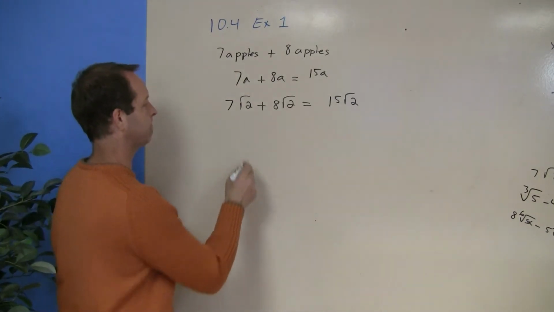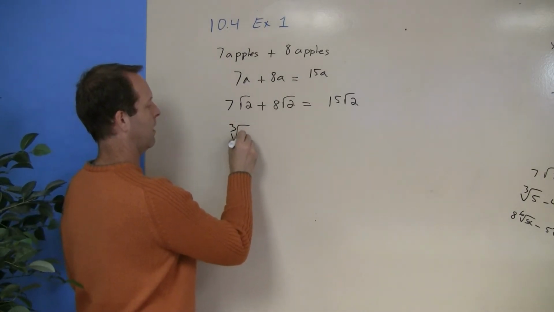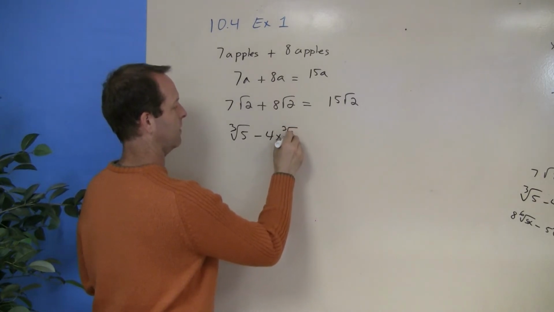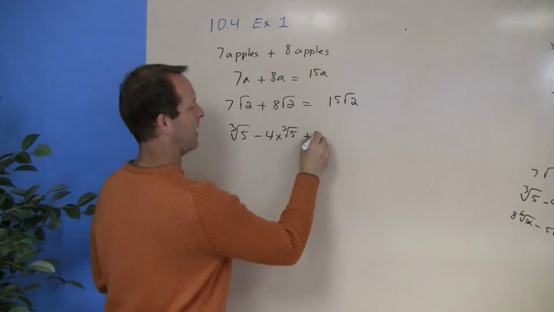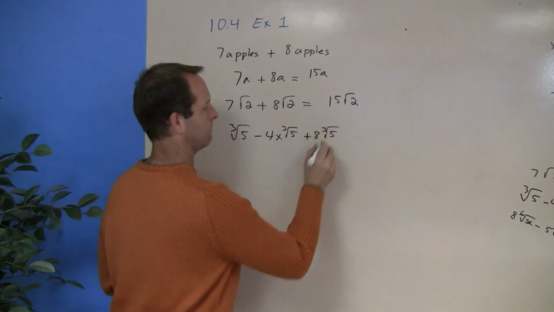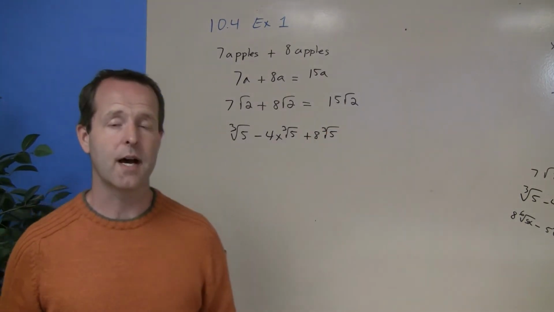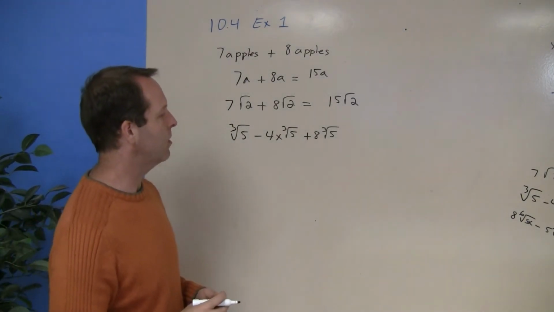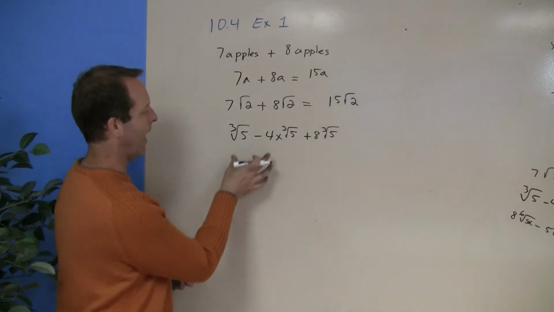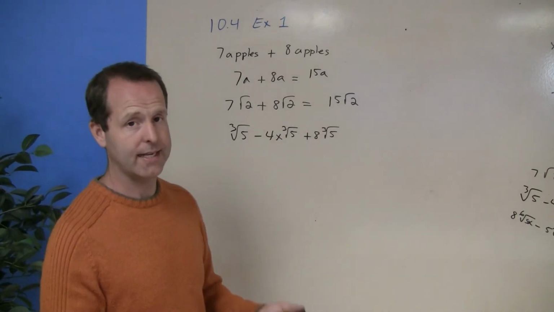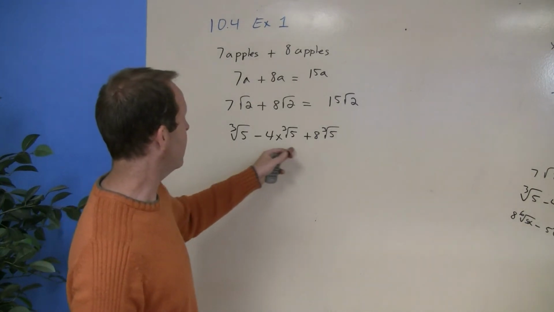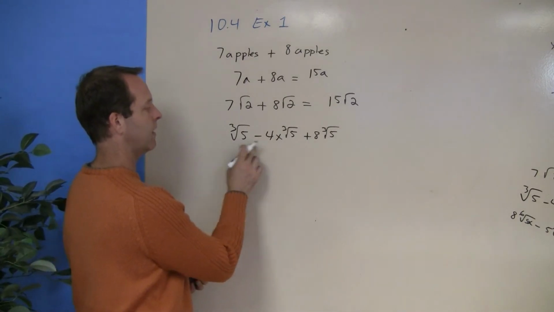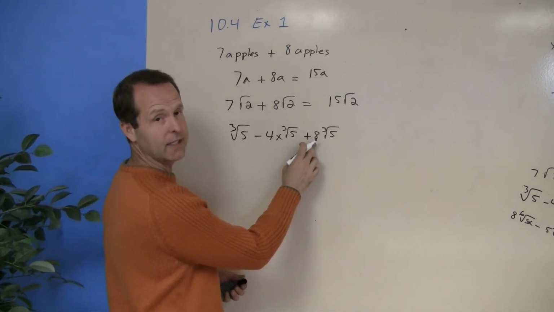Let me give you another one. The cube root of 5 minus 4 times x, cube roots of 5, plus 8 cube roots of 5. Well, how do we add those up? Well, the one other thing I want to distinguish here is that when you're adding up cube roots of 5, you need to make sure that the index and what's inside the radical are the same. So everything here are cube roots of 5. So I have 1 cube root of 5, take away 4x, plus an 8.